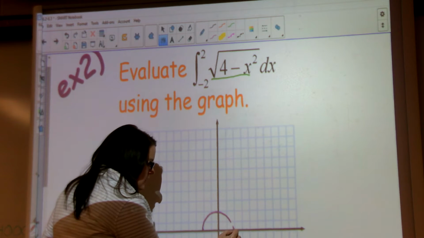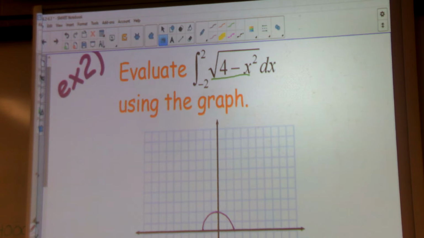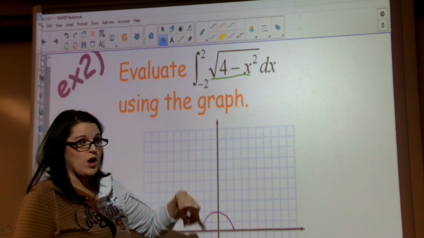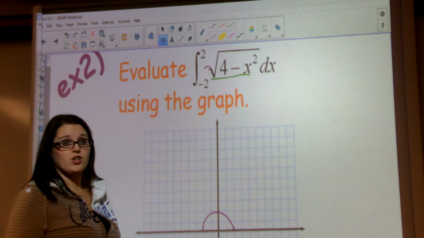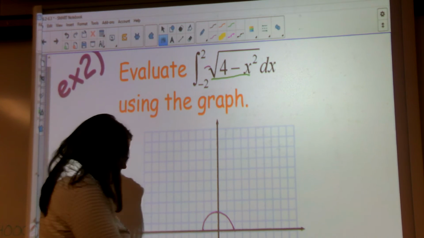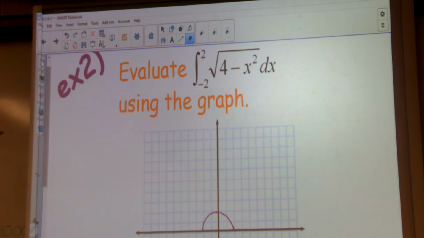How do I know that? Because it's a positive square root, it is the top half. The bottom half of the semicircle would be the negative square root. And we can have area under the x-axis. I want to remind you, if the area is under the x-axis, it is negative.